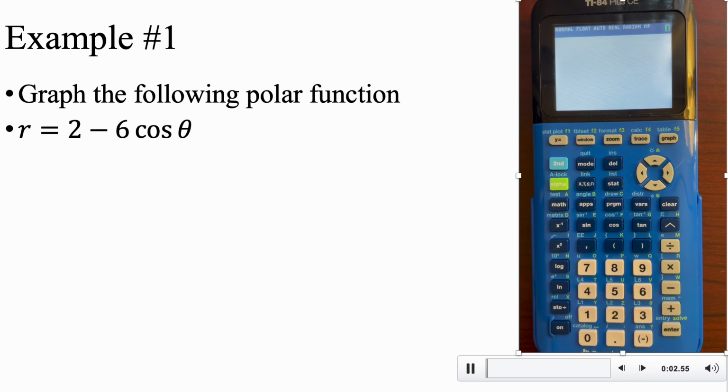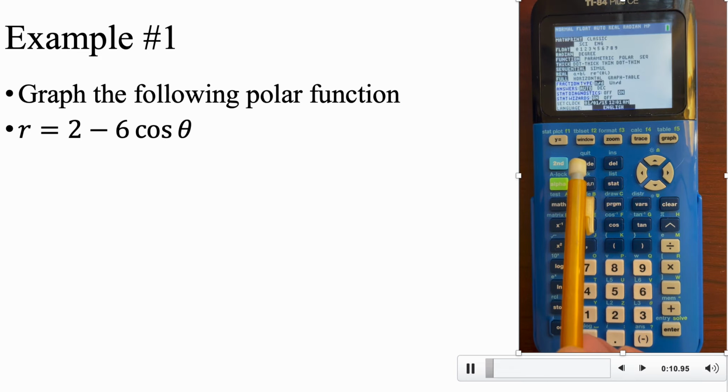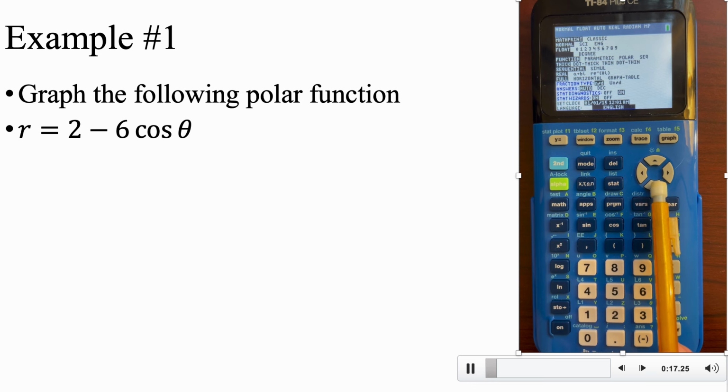Taking a look at graphing a polar function. To put it into polar mode, first we have to go to our mode button right here. So we select that. And for the most part, you need to be in radians mode for most things. So we can see radians is highlighted, so that's good.